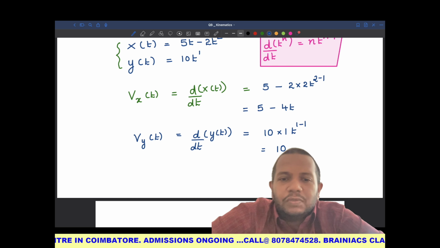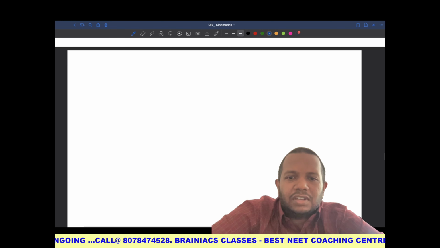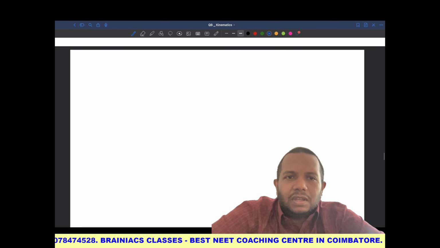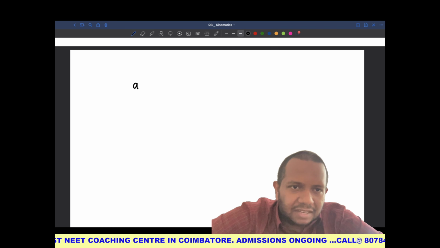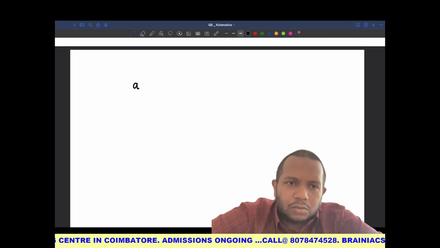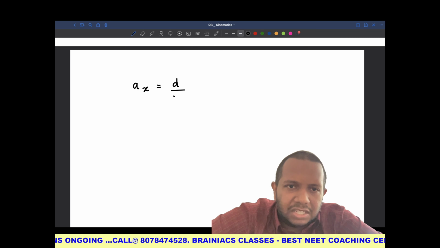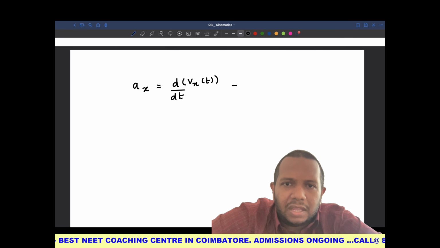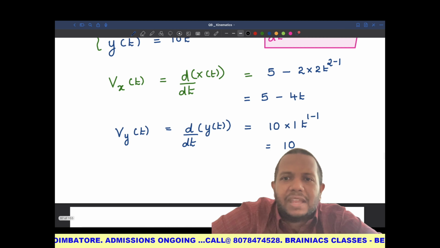Now we need to get the acceleration. So let's do the calculation for acceleration. Okay, all of you listen. So what would be acceleration, sir? So we know that acceleration will also have two components. So let it be ax, then ax will be d by dt of vx of t. Okay, so if you differentiate vx of t we already know 5 minus 4t.